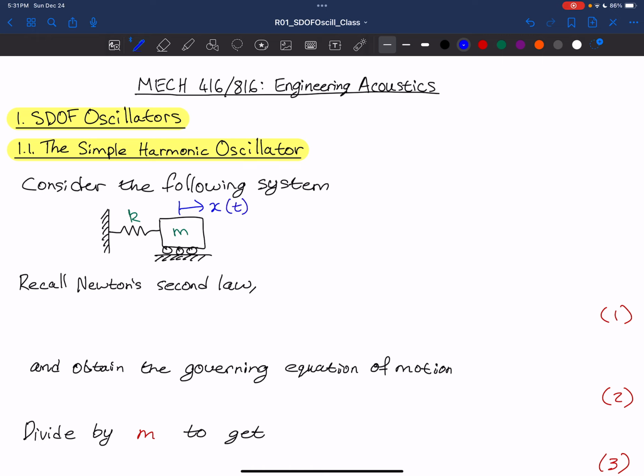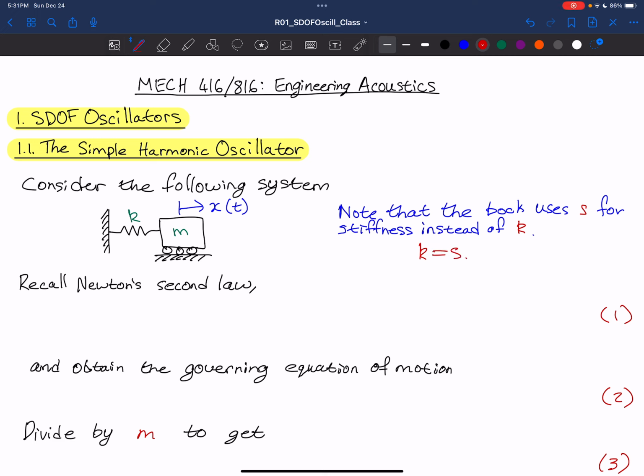I just want to let you know that the book uses the variable s for stiffness instead of k. So with that being said, if you're reading the book, you'll note that k is equivalent to s.